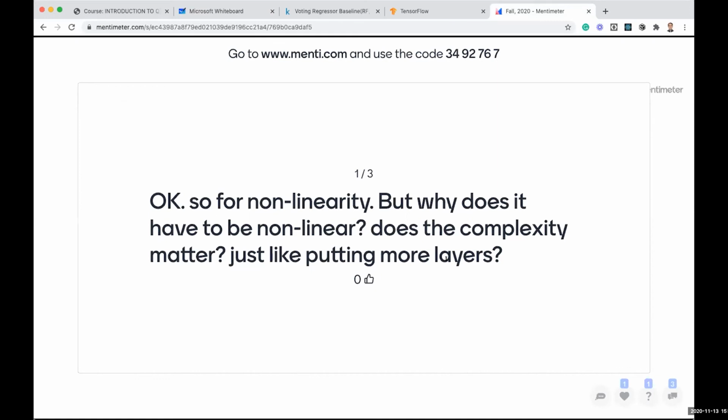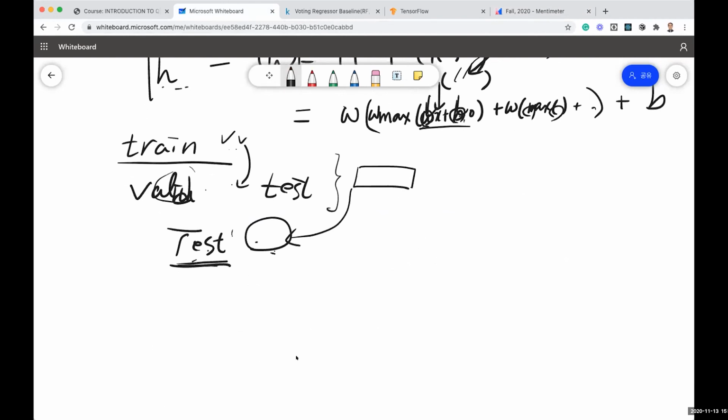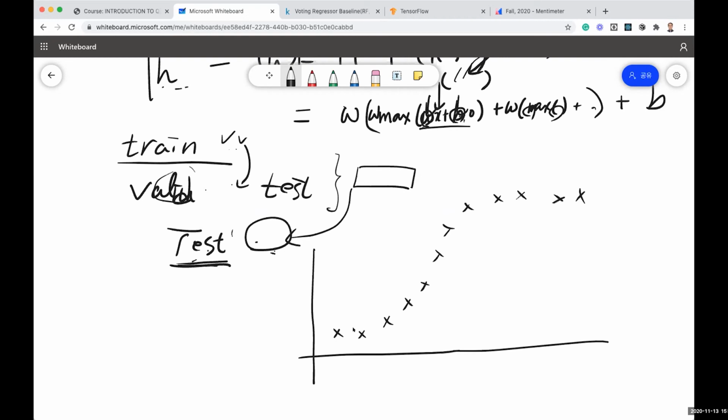Why does it have to be non-linear? Okay, let me say it this way. If you are happy with your linear model, then just use it. But there are lots of phenomena that linearity just cannot explain. You see? Suppose that this is your data point, and you are trying to build a linear model, and this one, well, if you prefer this one, yeah, that's fine. But I think the better way is to try to build something like this.